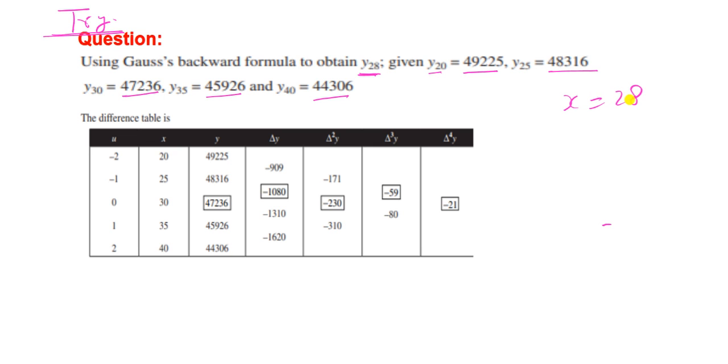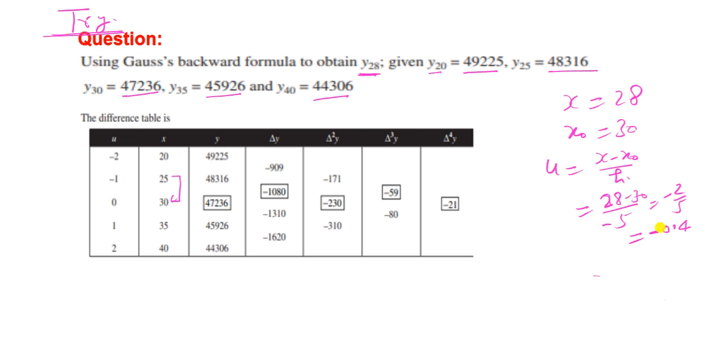When we apply the Gauss backward interpolation formula, our aim is to compute the value at x equal to 28, and 28 lies between 25 and 30. So we consider x naught equal to 30, then compute u equal to x minus x naught upon h. The interval difference h is 5, so u is 28 minus 30 upon 5, that is minus 2 upon 5, equal to minus 0.4. Minus 0.4 lies between minus 1 and 0, so the Gauss backward interpolation formula is applicable.